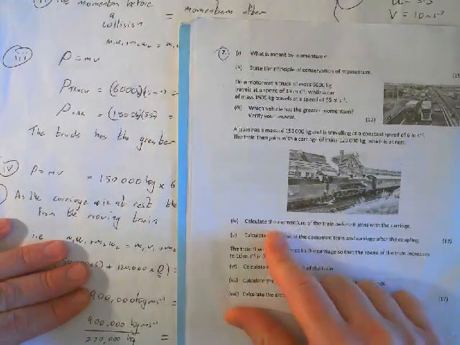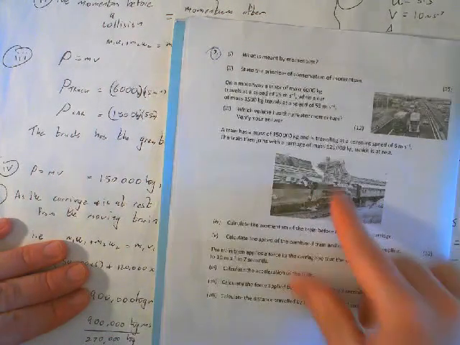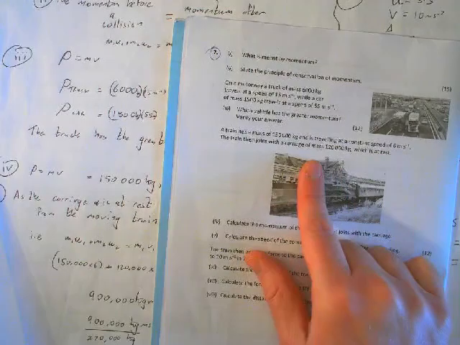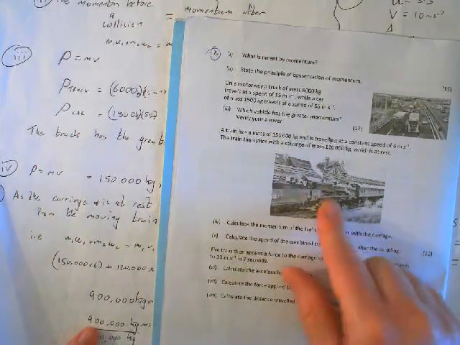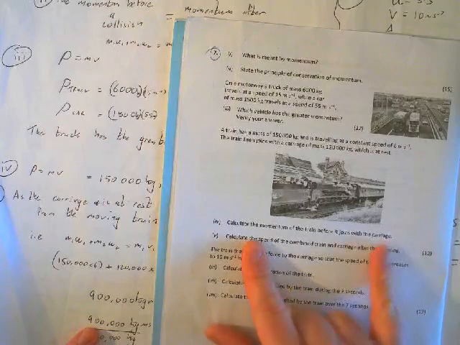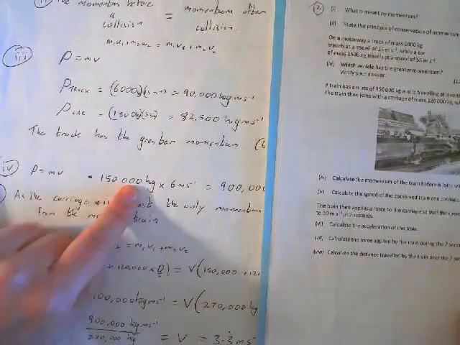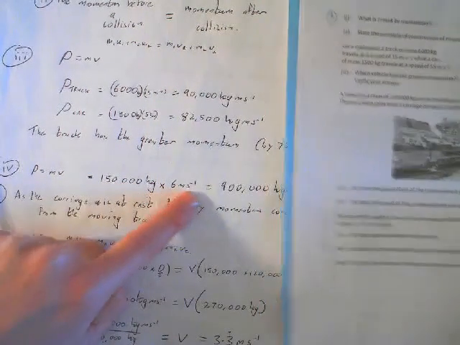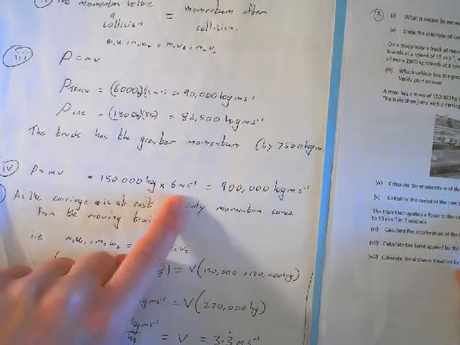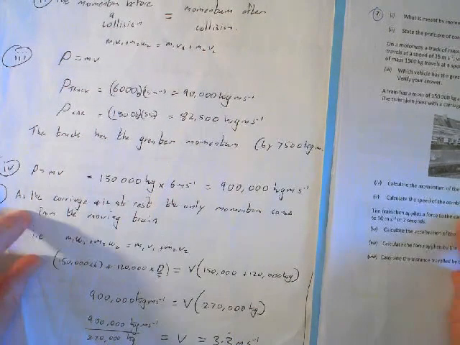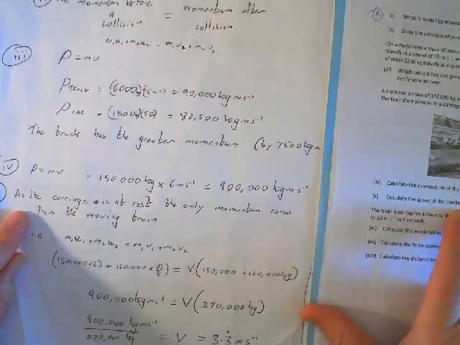Okay, now we've got a slightly confusingly worded question for this next one. So they've got a train moving at a constant speed of 6 meters per second and then joins on with an extra carriage and moves that along. I'm guessing when I say train, I mean the actual engine here, but whatever. Calculate the momentum of the train before it joins the carriage. Well, that's just its mass times its velocity, which works out as 900,000 kilogram meters per second, because the mass is 150,000 kilos times 6 meters per second.